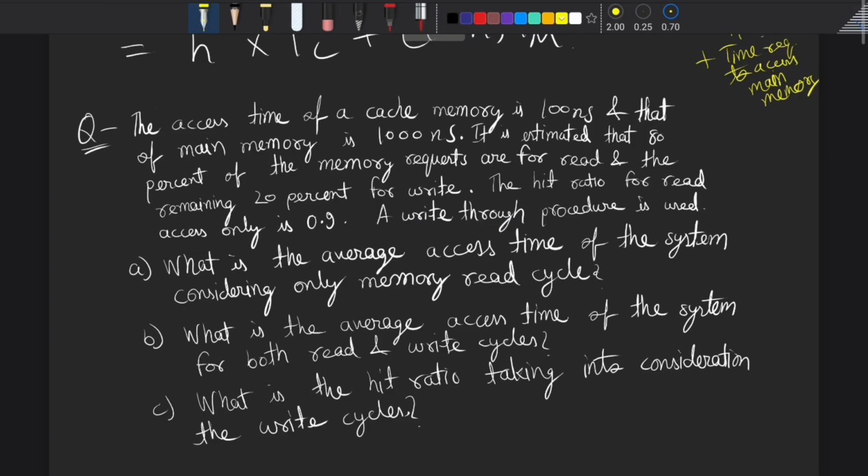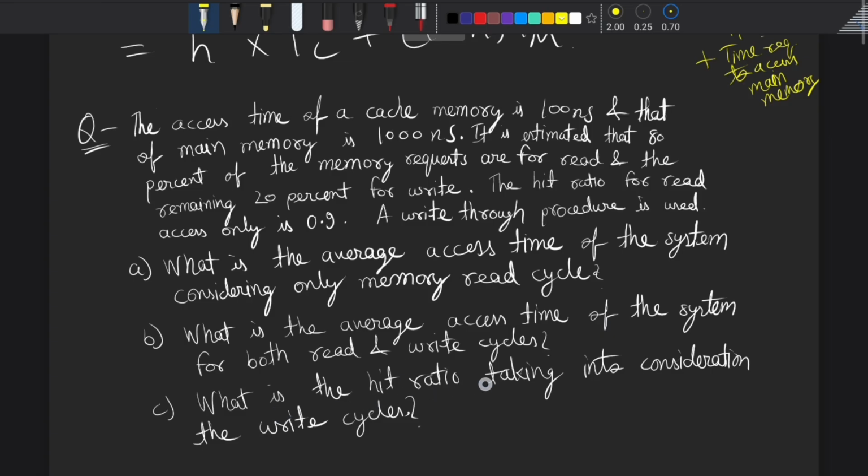Now let's see what it is asking. What is the average access time of the system considering only main memory read cycles? So we have to find the average access time of the system by only considering memory read cycles, not write cycles. Now, what is the average access time of the system for both read and write cycle? Then again we have to calculate the average access time of the system for both read and write cycle.